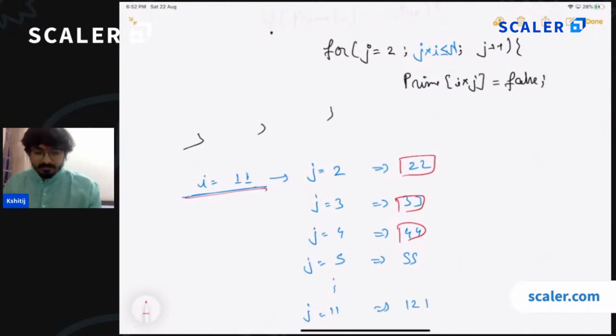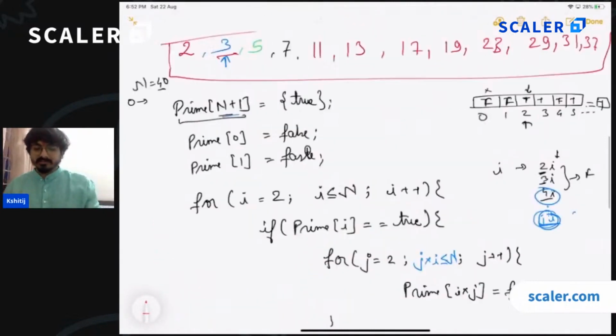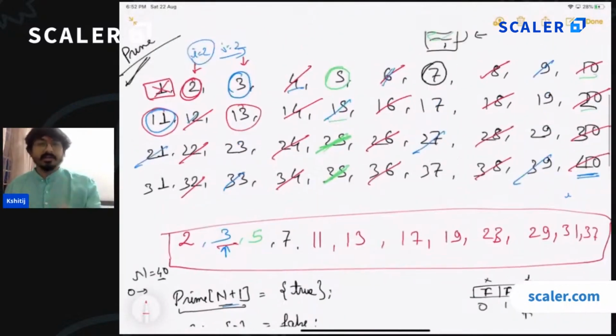Because before I takes the value 11, I will also take the value 2. When I takes the value 2, 22 would have been cut by that, right? So you must have observed in this case also that when we reach 11, all the multiples of 11 were already cut, right? When we reached 5, what was the first number that we cut?